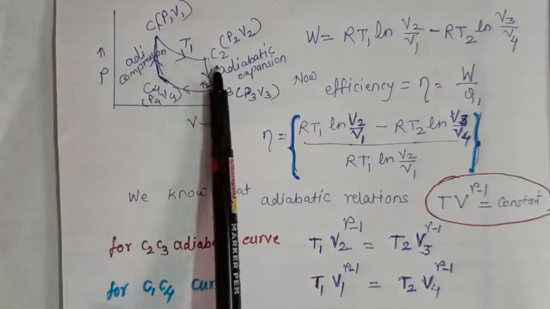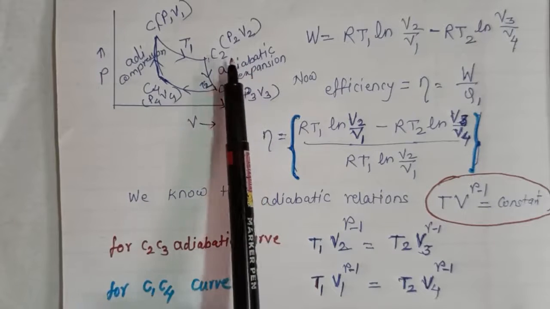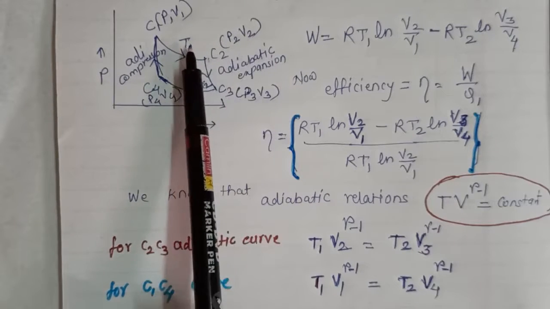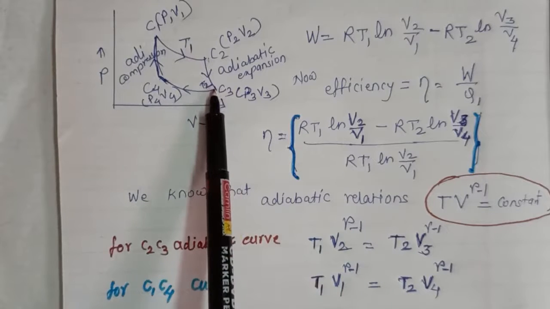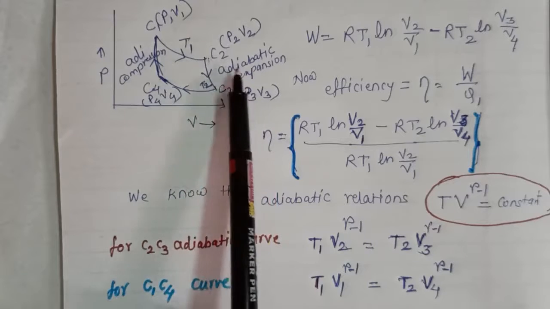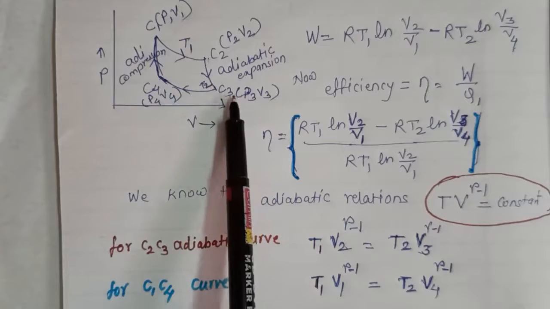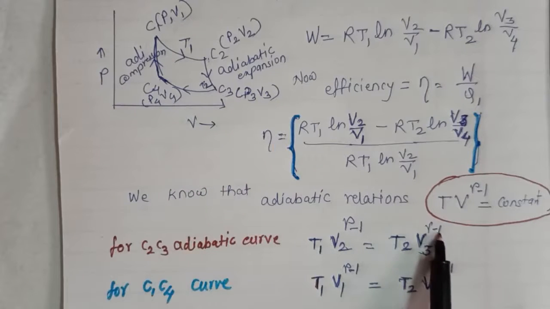In Carnot cycle, this is C2, C3 curve for adiabatic expansion. Here at point C2 volume is V2 and temperature is T1, so that T1 V2 raised to gamma minus 1 is equal to, at point C3 the volume is V3 and temperature is T2. During adiabatic expansion temperature falls from T1 to T2, so at C3 there is a relation T2 V3 raised to gamma minus 1 is equal to constant.